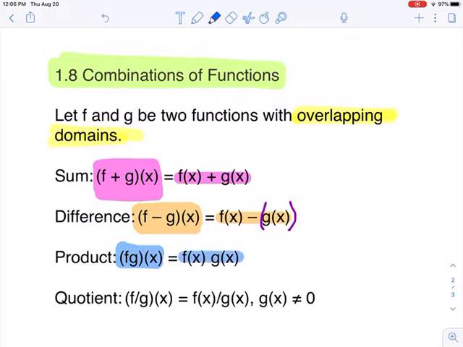Next, we have the product, so f times g of x. And here we're just simply multiplying our two functions together.